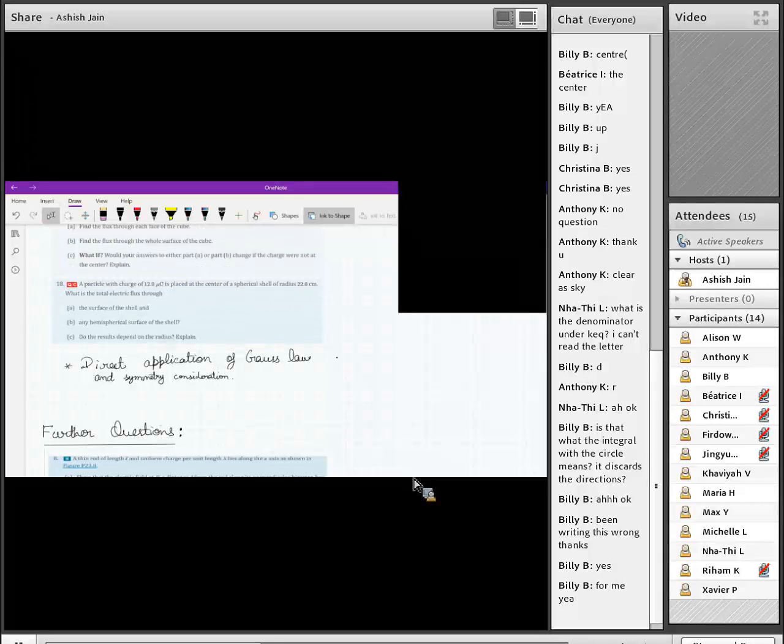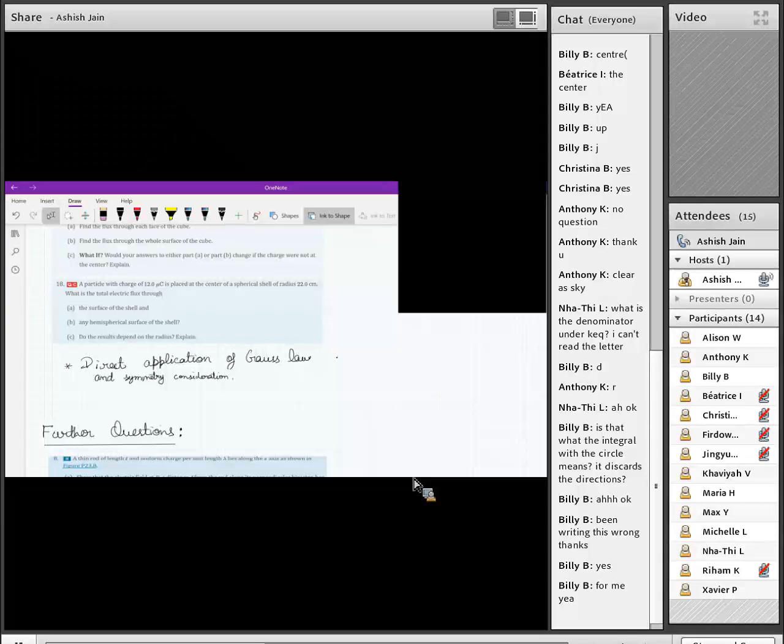Question number 18, or fourth question: a particle with charge plus 12 microcoulombs is placed at the center of a spherical shell of radius 22 centimeters. Doesn't matter the units. What is the electric flux through the surface of the shell? Again, it's a spherical shell, then that is Q enclosed by epsilon naught. And for the hemisphere, you divide it in half, then it's half of Q enclosed by epsilon naught.